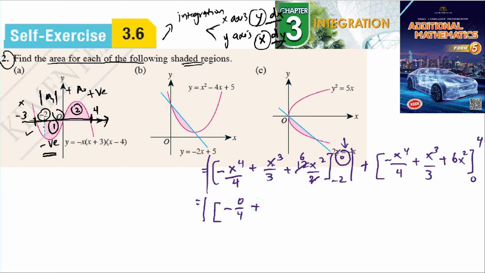Plus, this one is also the same. When you substitute, power of 4 will become 0. I'll just write it. Everything will become 0. This one is actually 0.